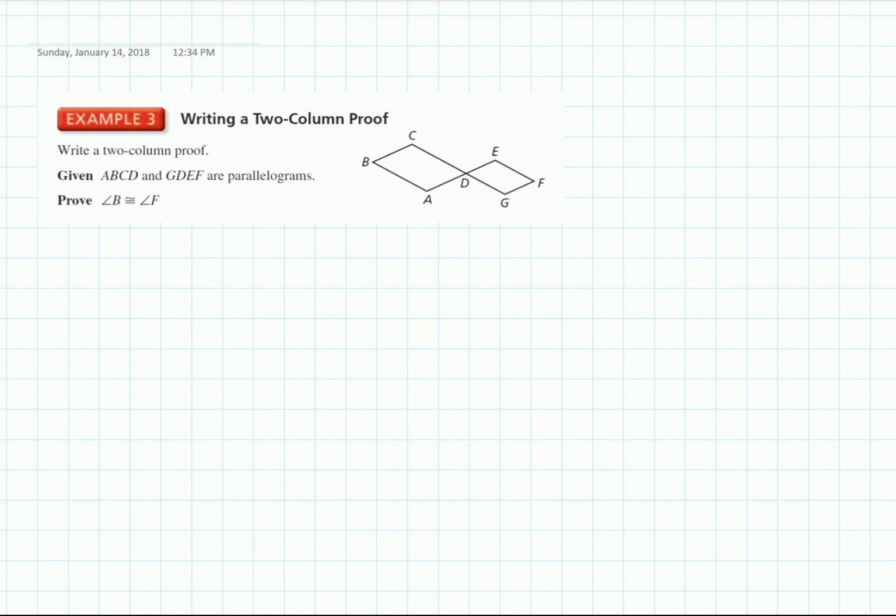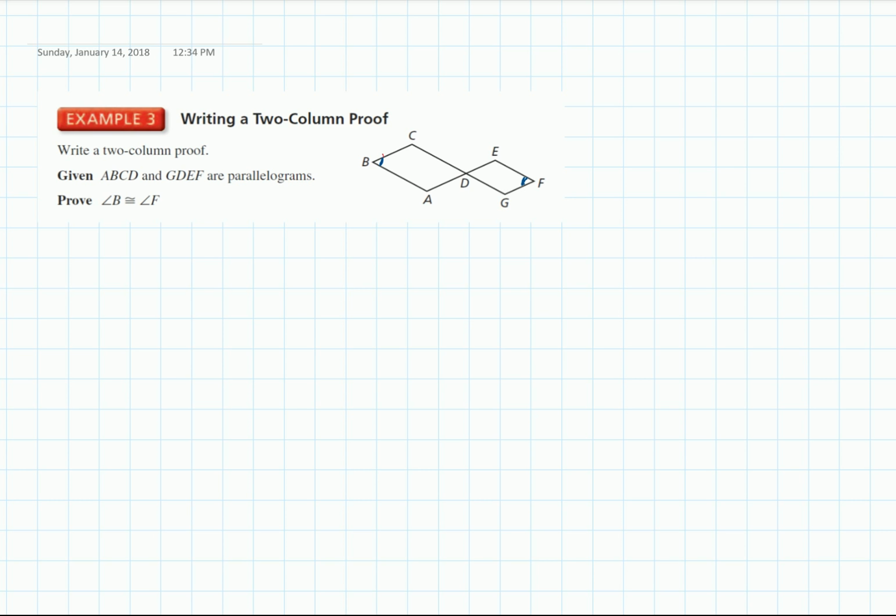Your homework tonight has two proofs that follow a very similar pattern to the one we see here in example 3. In this particular problem, we're asked to prove that angle B right here is congruent to angle F, and we're told that each of the two figures are parallelograms. One of the things that we know about parallelograms is that the opposite angles have to be congruent.